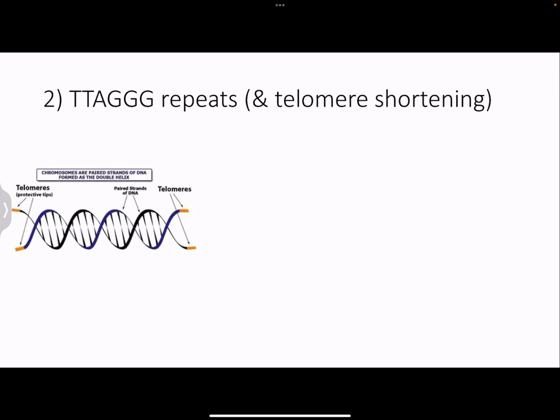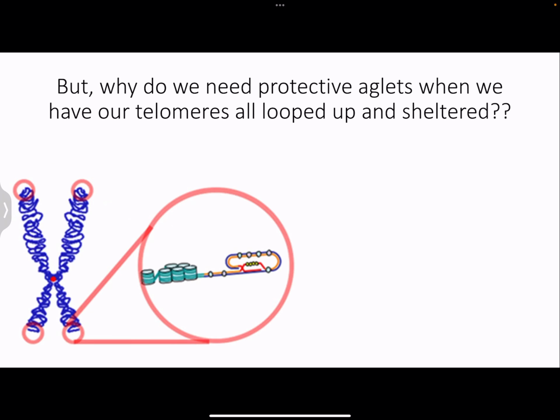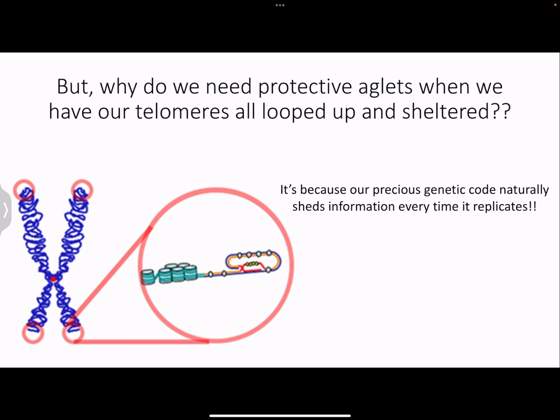All right, so why do telomeres shorten, and what's the point of the TTAGGG repeat? First, just fact, we do have a bunch of TTAGGG repeats, like 10,000 of them. It's often been described as an aglet, a little protective tip of a shoelace. We'll see in a bit why that's the case. We might even ask the question: why do we need this protective TTAGGG if we already explained why it loops and has these sheltering proteins as protection?